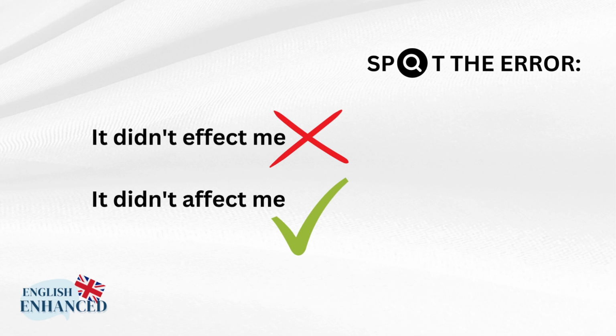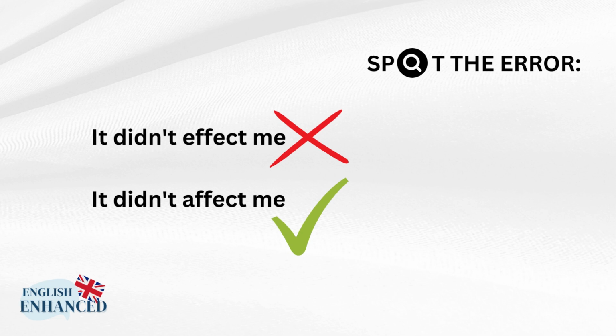Affect, which is typically used as a verb, wants to show influence in the sense of a change being produced or to have an impact on someone or something. Effect, on the other hand, is primarily used as a noun, and it refers to the result, outcome, or consequence of a particular action or event.